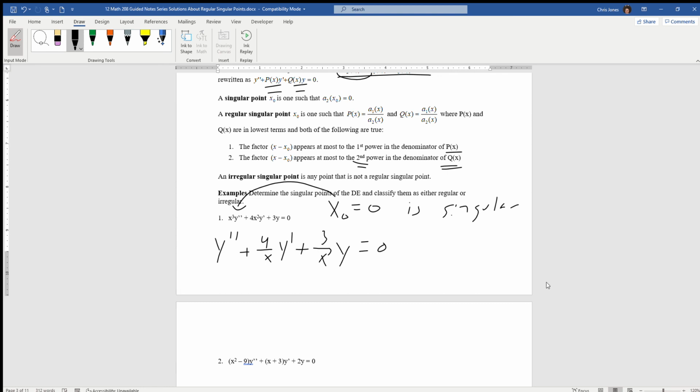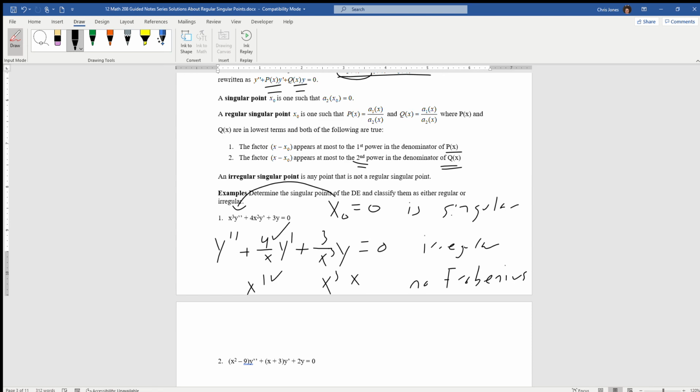All right? At this point, what we can suggest is that this is not going to be regular. For this one, it's okay. The power is 1, so x to the first, that's okay. But right here we have x cubed, and that's not okay. So we're going to say that that is an irregular singular point. And that means we cannot use Frobenius.